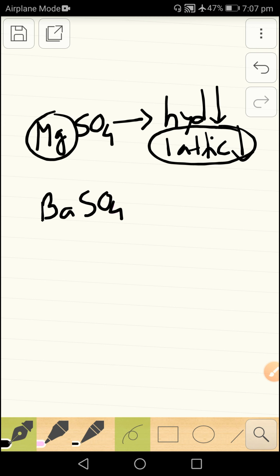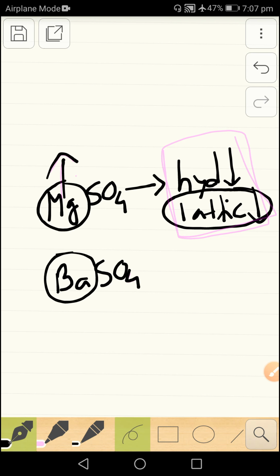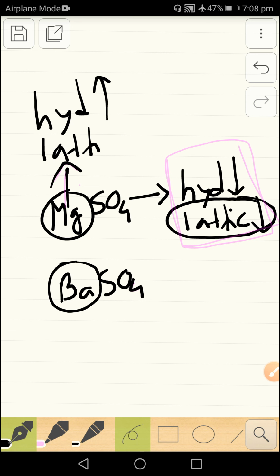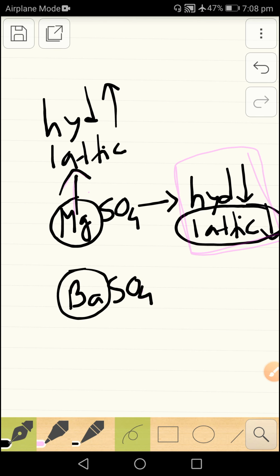Okay, now let's talk about magnesium and barium. All through down the group, this will remain constant. Now we have to look at the positive ions. If we talk about magnesium, magnesium has got a smaller size since its position is at the top of the group. So its hydration is large. The hydration enthalpy of magnesium is large, and its lattice energy, that means the power of attraction on another ion, is also large.